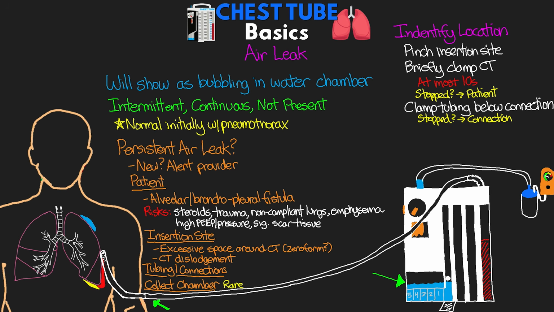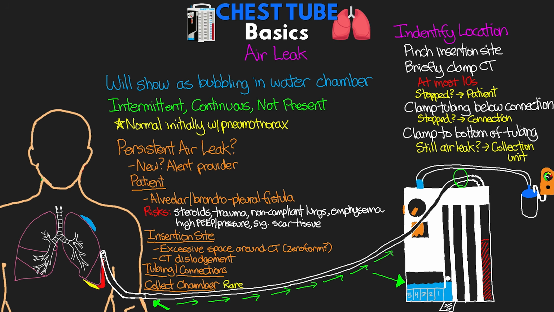If it's still persistent, we want to work our way, clamping about every 12 inches down the tubing, trying to identify where the problem in the tubing might be coming from. And then finally, if we've done all of that, we still have a persistent leak despite clamping all the way down at the bottom, then we know that this is the rare case where we actually have a problem with our collection unit, and then we would need to change it out at this point. Again, the most important thing to stress here is that we absolutely do not want to be clamping that chest tube or the tubing any longer than just a couple seconds.